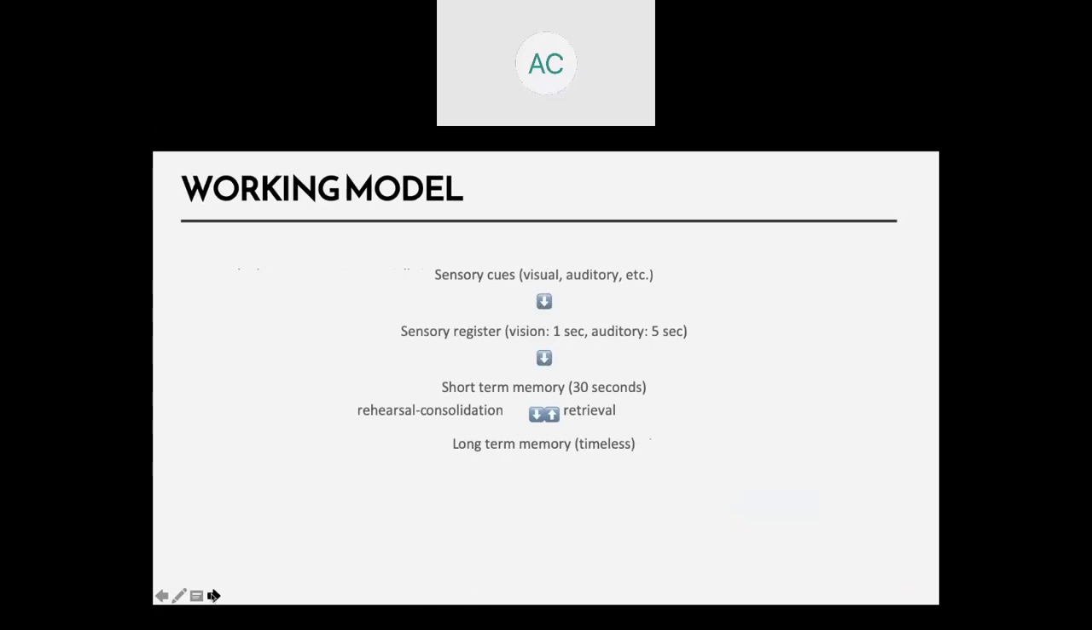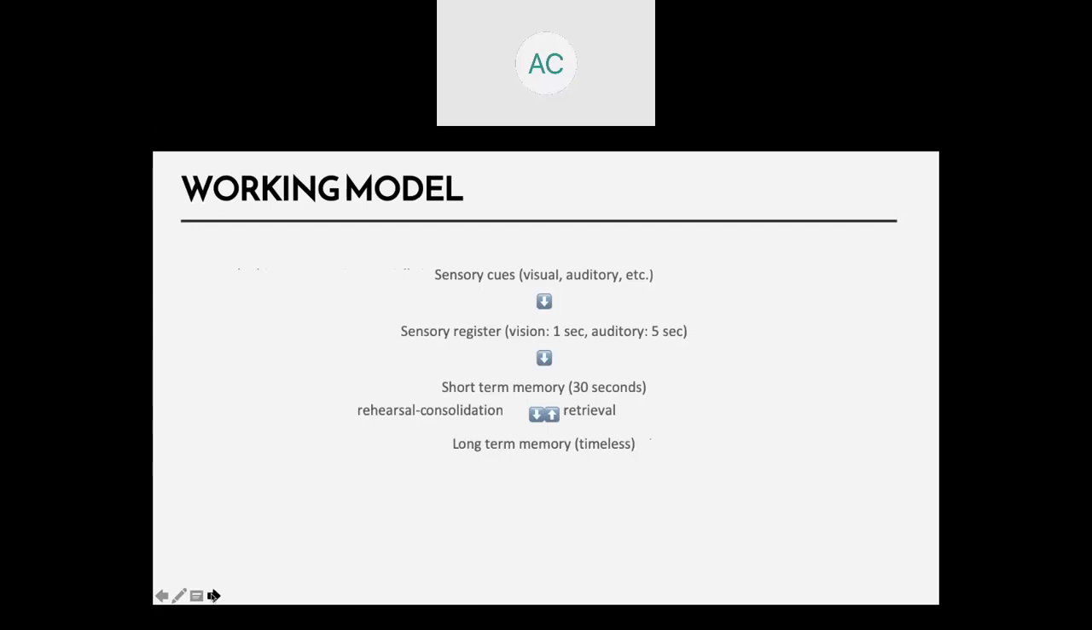So the working model of memory is that we intake sensory cues, and they can be visual, auditory, any kind of sensory cue. Then it goes into what's called your sensory register, and that's kind of the echo that you have. So if you've ever heard someone and not understood what they said the first time, but a couple of seconds later you realize what they said, that's your sensory register. And then the next place, imaginary place, that it goes is into short-term memory, which lasts about 30 seconds.